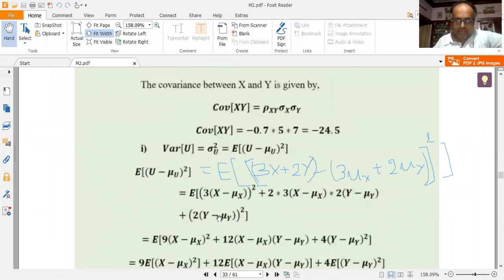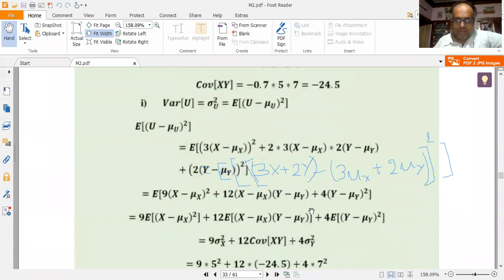Now simplify this. So I get expected value of 3 into x minus mu x the whole square plus 2 into 3 into x minus mu x into 2 into y minus mu y plus 2 into y minus mu y the whole square. You need to simplify this. There are many methods to do this. Treat this as A and this as B. So A minus B the whole squared is equal to A squared minus 2AB plus B squared. Or you can treat this as A, combine X with mu X, Y with mu Y, and also use the A plus B the whole squared formula, but the final answer would be the same.